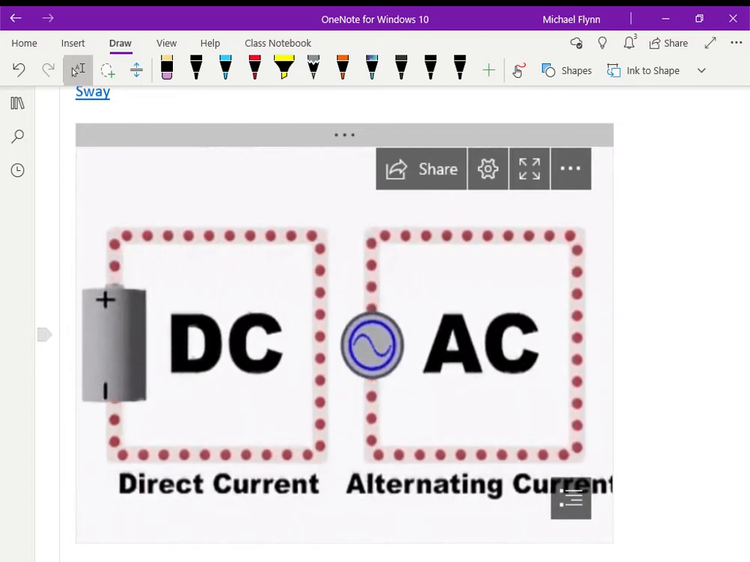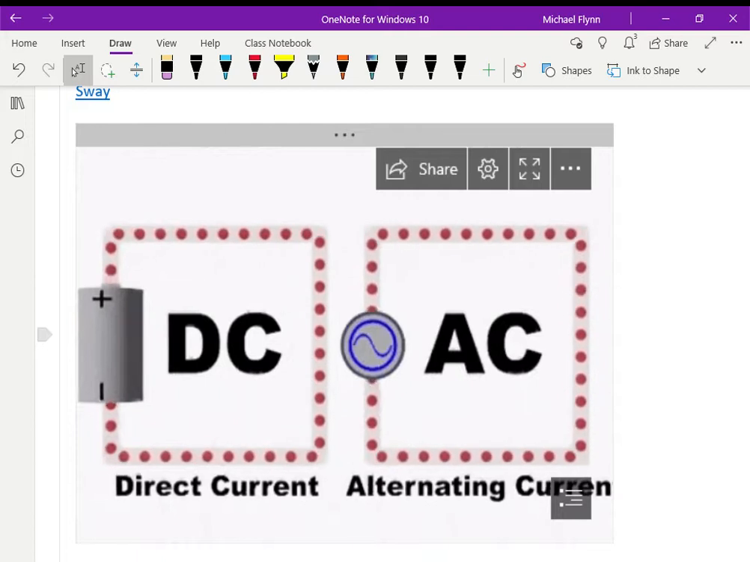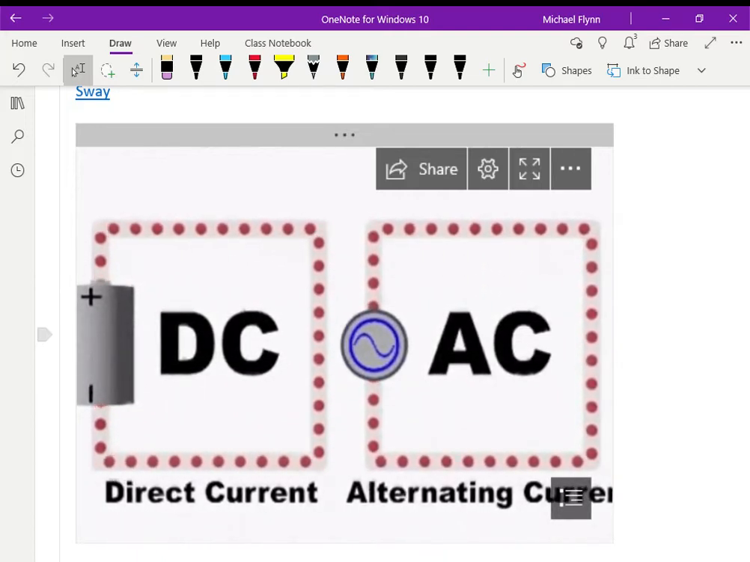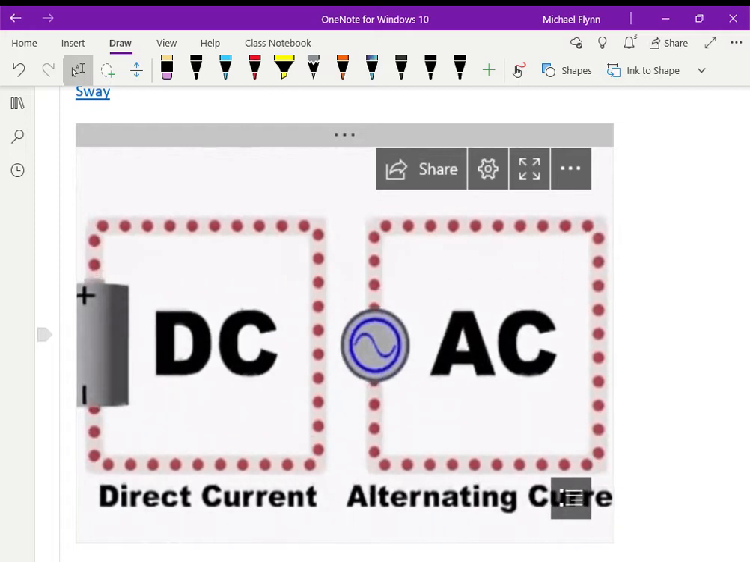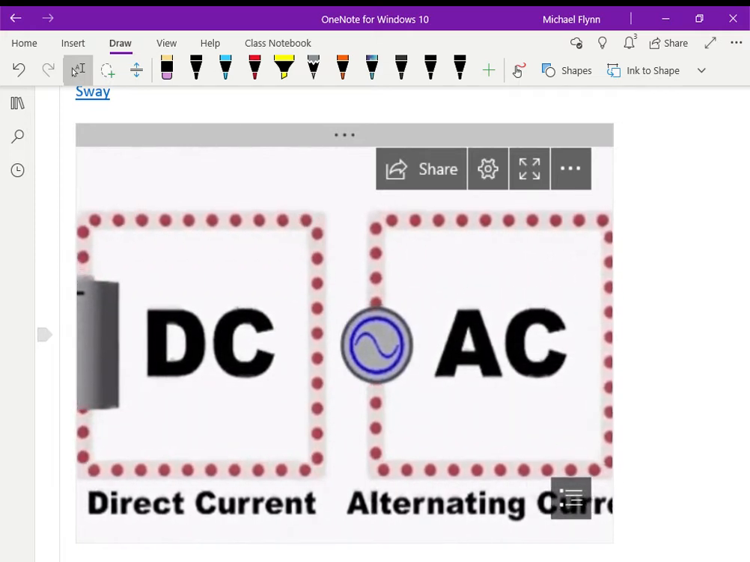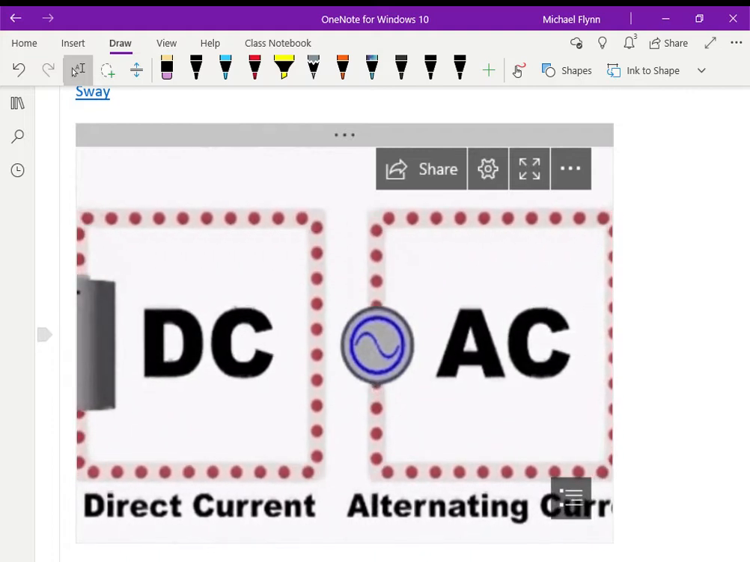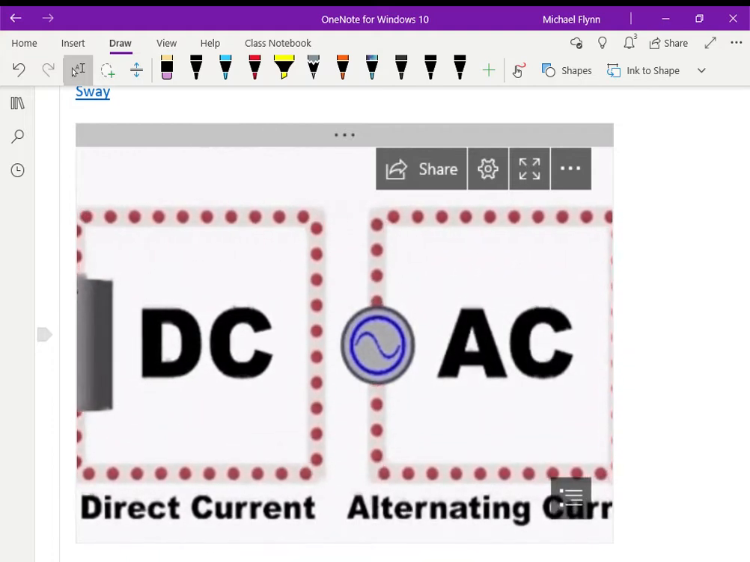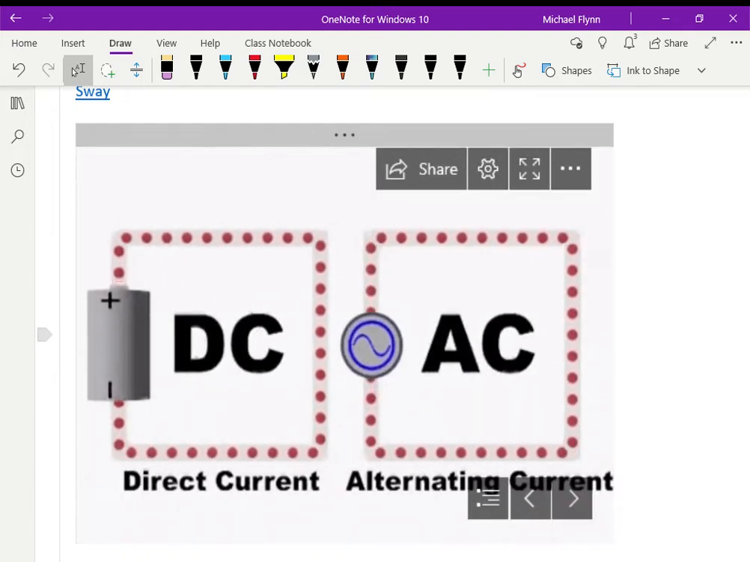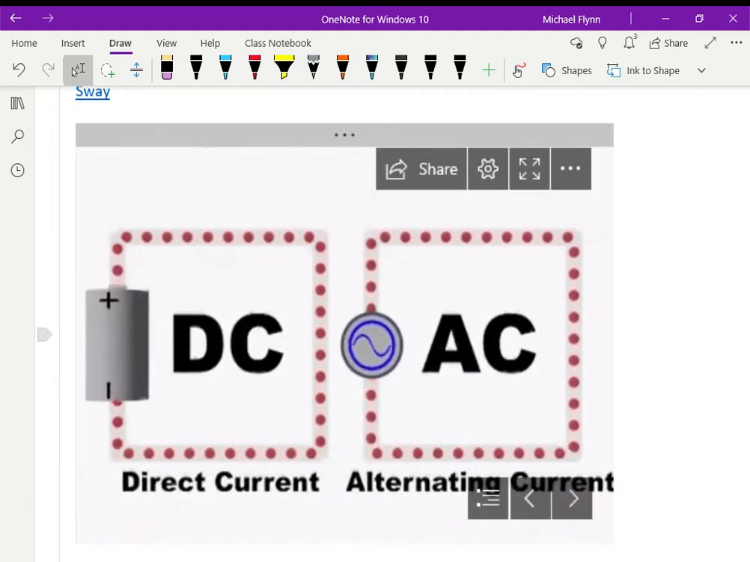Notice the DC, they've got Benjamin Franklin's rule with the conventional current there, going from plus to minus. And alternating current, notice how it goes back and forth. Alternating directions, okay? And that little blue circle with the wavy line in it represents an alternating current source. For some reason it's zooming in. Let me zoom out for you here. Okay, so AC versus DC.